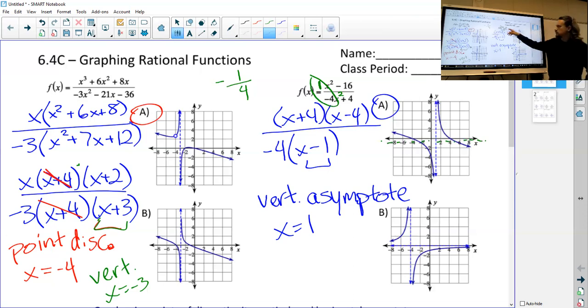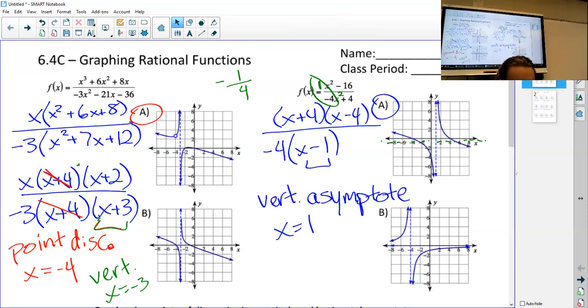Remember, horizontal, you just look at the degrees, and then you remember those 3 rules from Monday, or you rewind back like 1 minute to when I just explained all 3 of them. So try them out. Make sure to show your work, because that's half of your grade today.